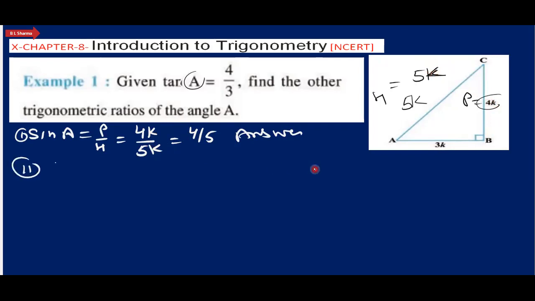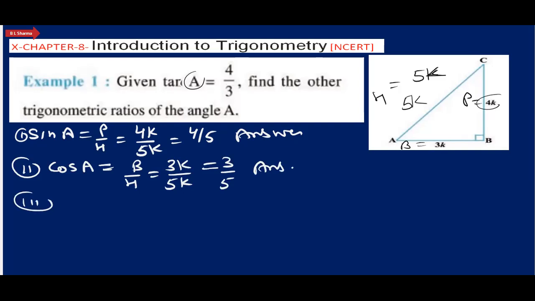Number 2, that is cos of angle A. In short, we say cos A. That is base upon hypotenuse. Base is 3k and hypotenuse is 5k. So k and k cancel, and that is 3 upon 5.